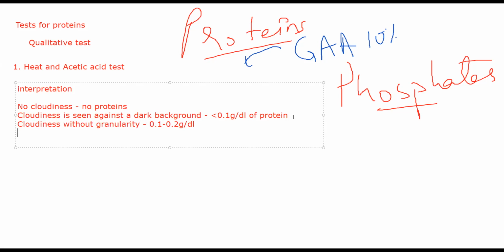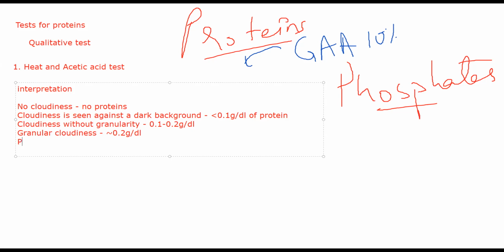Now if you can see granular cloudiness, if you can see proper granules in the test tube, this indicates that the patient has quite a lot of protein, so more than 0.2 grams per dl. Cloudiness without granularity is seen otherwise. Granular cloudiness is somewhat close to 0.2, more than 0.2 but less than 0.3.